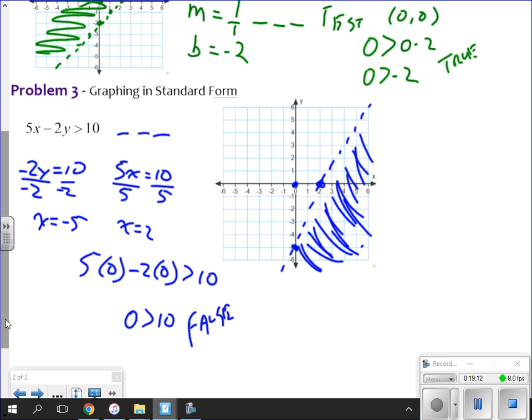Okay. If it works, you shade the side that has the point. If it doesn't work, you shade the side that doesn't have the point. Piece of cake. It's really not that difficult to do. Okay, if you can graph a line, you can graph an inequality. It's just a couple of new things to throw in there. You have to have a dashed line sometimes, a solid line sometimes. You have to know which one's which. And you have to shade one side or the other.